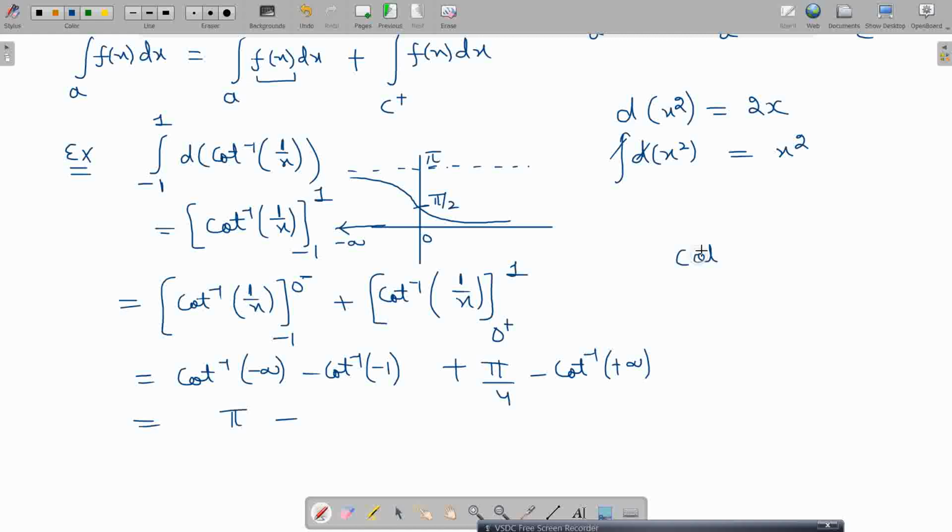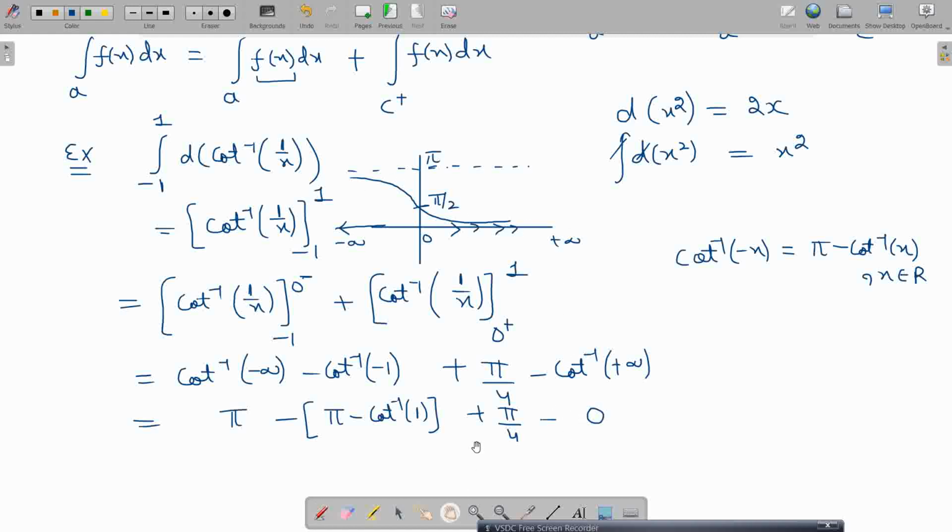So we should remember that cot inverse of minus x is always equals to pi minus cot inverse of x for all x belongs to R, right? For all real numbers. So we can apply this thing here. So I should write here pi minus cot inverse of 1, all right, plus pi over 4 minus. Now what is cot inverse of infinity? Plus infinity. So whenever you approach to plus infinity here, the graph is touching to 0. So I can say the answer is 0 here.